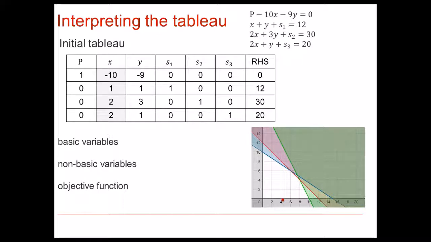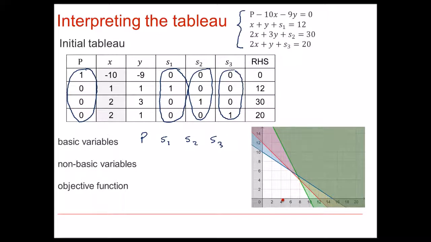You will remember that the initial tableau represented the information of these four equations from the augmented form of a linear programming problem. What we call the basic variables in this case are P, S1, S2 and S3. You can tell that they are the basic variables from the table because they are the ones where we have a 1 and then the rest of the elements being 0 in the columns. The non-basic variables have other values in the columns, and in this case are x and y.